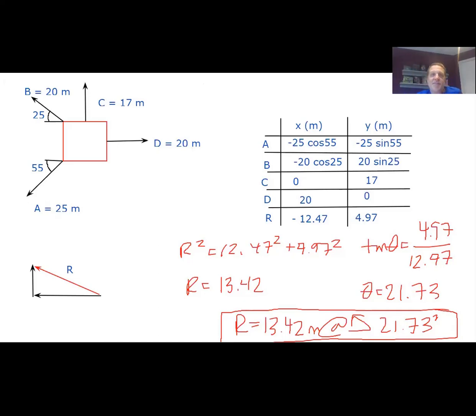Where are the questions? Wait, what's up? I did the exact math, but I got a different answer. Oh no, maybe I put it in my calculator wrong. Well, you have the same numbers, 12.47 and 4.97? No, that's probably where I messed up at. Let's see, 20. I have this. Oh, okay, I see why. I accidentally had my B for negative 20 cosine positive. That's why. Yep, that'll do it. That's the big problem.